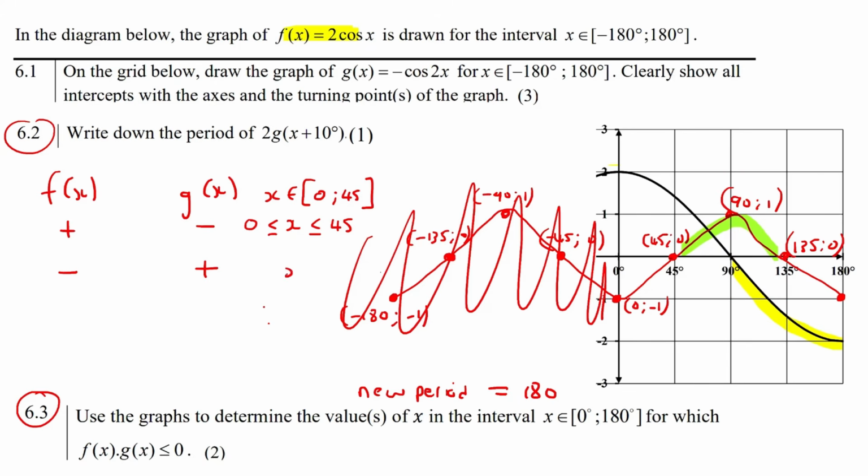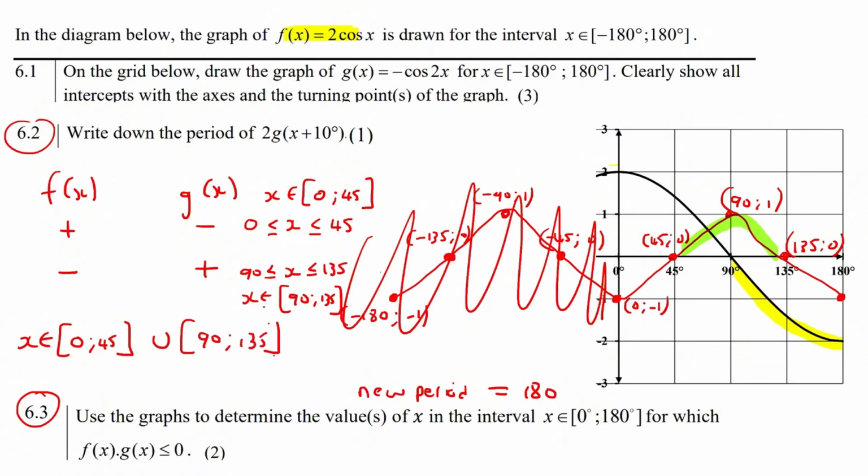So from 90 to 135, and then you could say x is an element from 90. So when you give your final answer now, you could say that x is an element from 0 to 45, from 90 to 135. If you prefer set builder notation, you could say x must be anything between 0 and smaller than 45. x must be anything between 90 and 135.